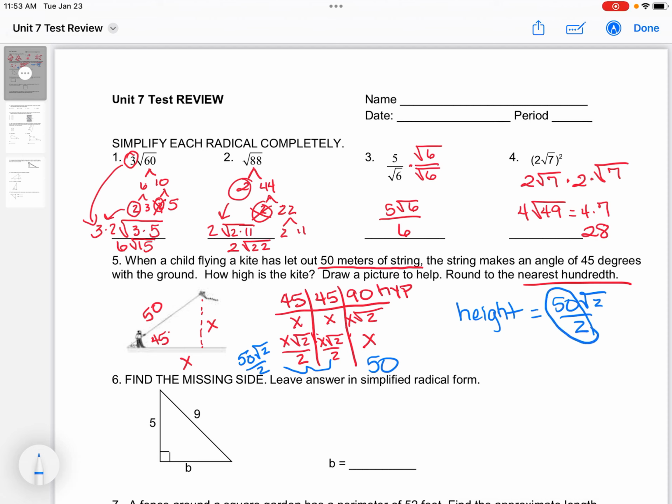I could put that in the calculator, but I know that 50 divided by 2 is 25 times the square root of 2. But at some point, I have to put that in my calculator. So I'm going to pull out my calculator. I'm going to put in 25 square root 2, and I'm going to get 35.36 meters. That's how high in the sky the kite is.